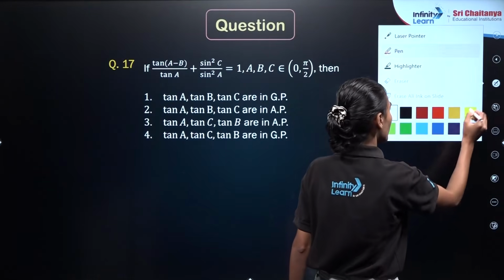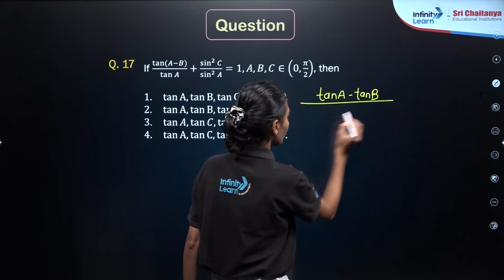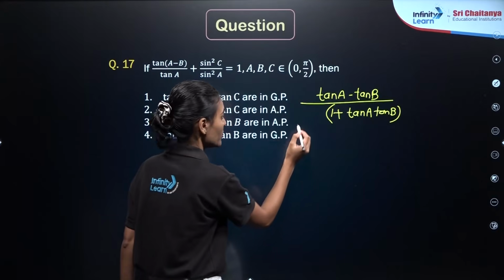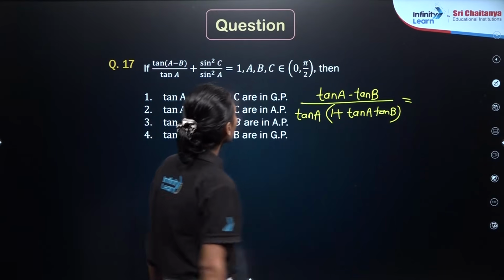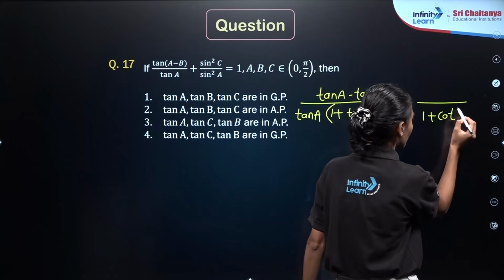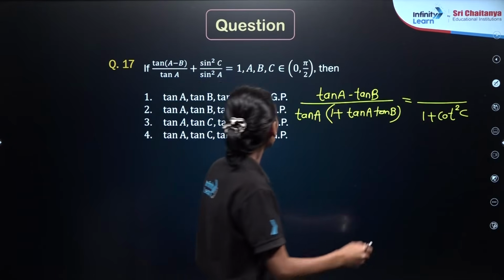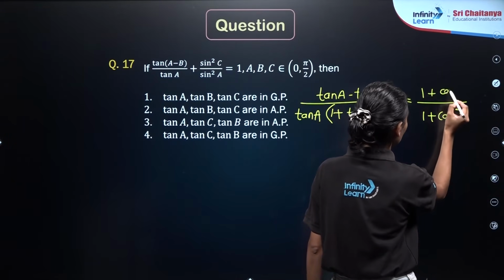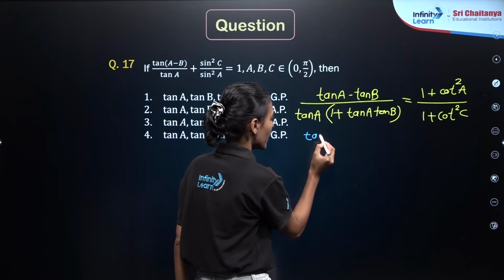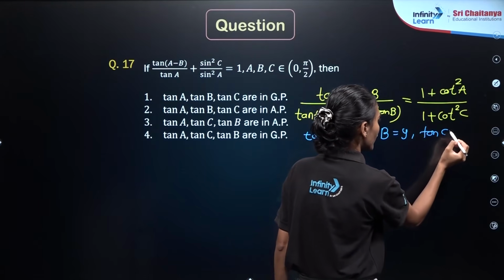So here first of all, tan(a minus b), I can write as (tan a minus tan b) whole divided by 1 plus tan a into tan b. Then you have an extra tan a in the denominator. Now see, sin^2 c I can write as 1 upon 1 plus cot^2 c, because 1 plus cot^2 c is cosec^2 c, and 1 upon cosec^2 c means sin^2 c. And 1 upon sin^2 a means 1 plus cot^2 a. To make it very easy, let us substitute tan a as x, tan b as y and tan c as z.